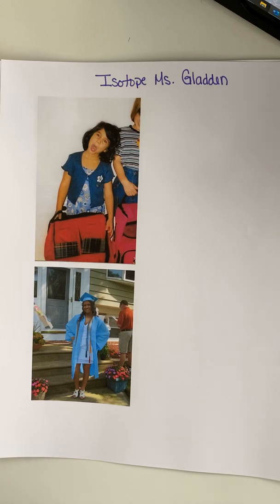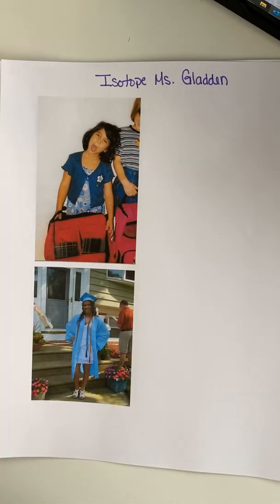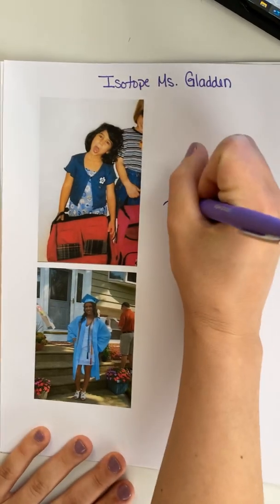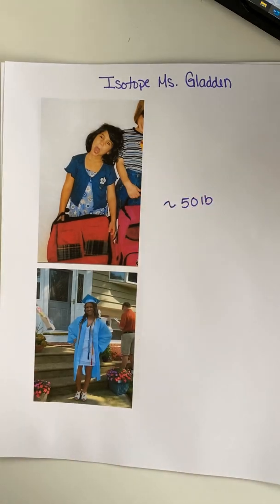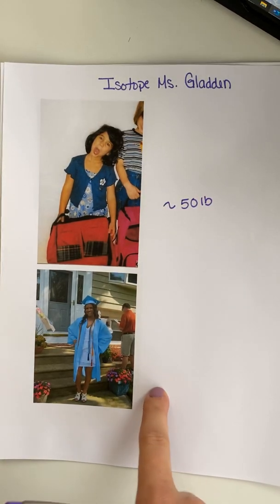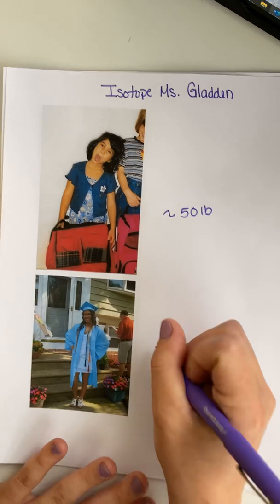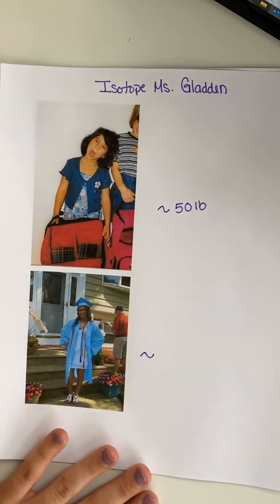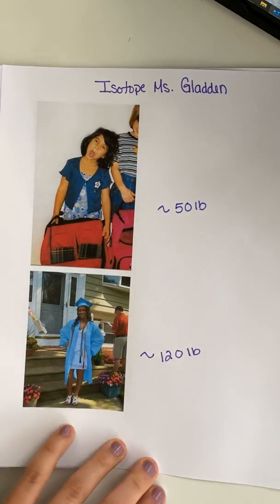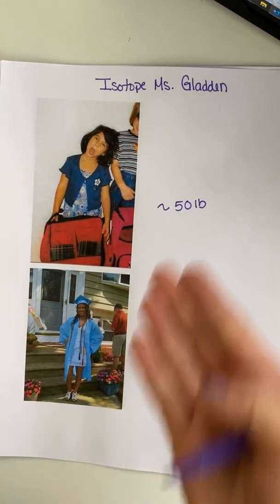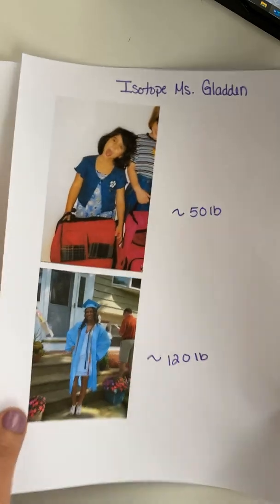So here is myself as an isotope. Here I don't know how old I was. I was like 5, and I couldn't find any pictures where I wasn't making a weird face. So let's say here I was about 50 pounds. There's me, Kelsey, 50 pounds. And then here is my high school graduation. So let's say here I was about 120 pounds. Still Kelsey, but I'm a different mass.